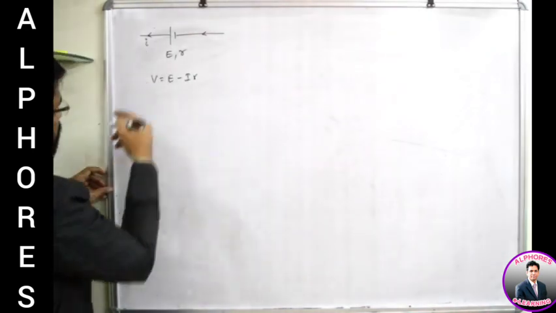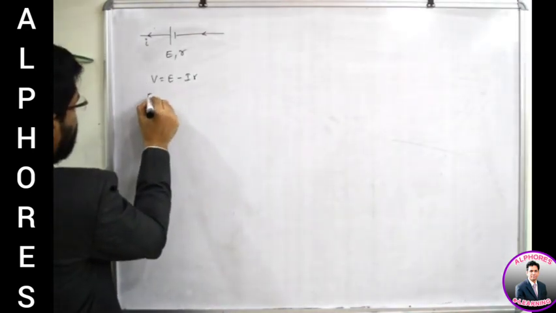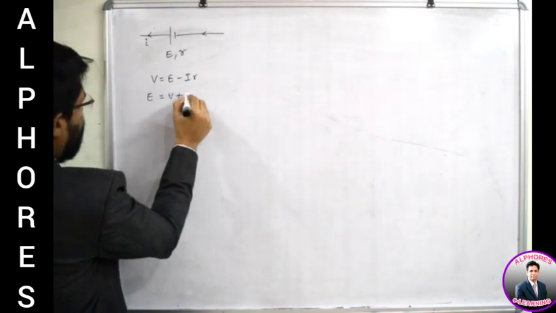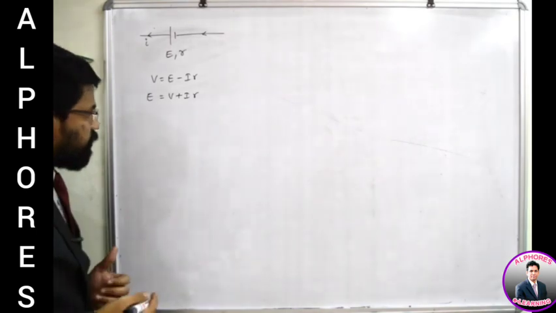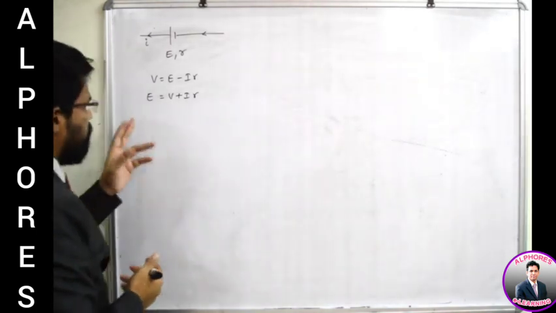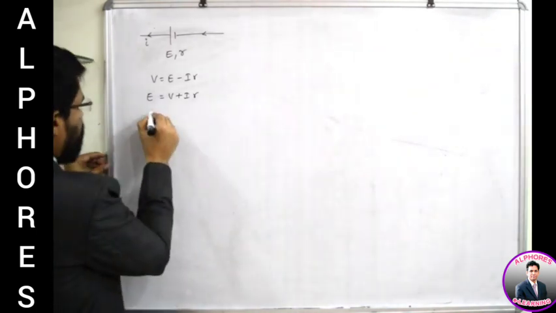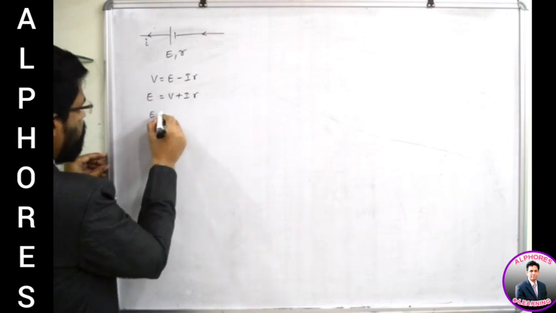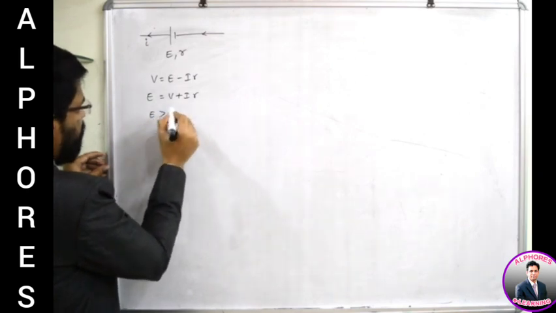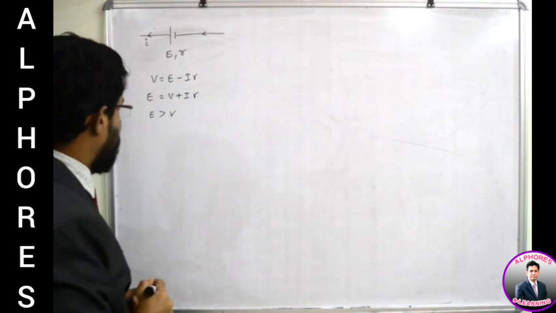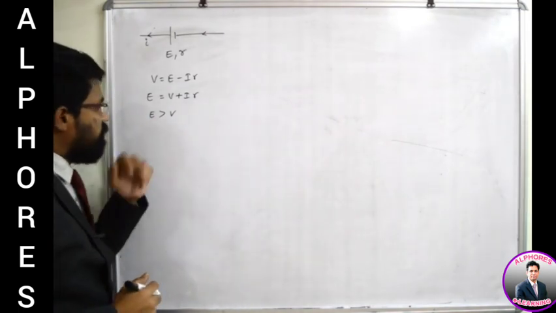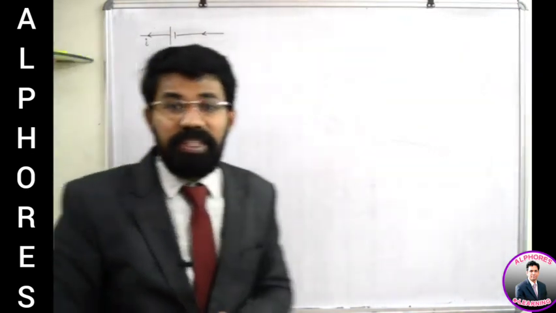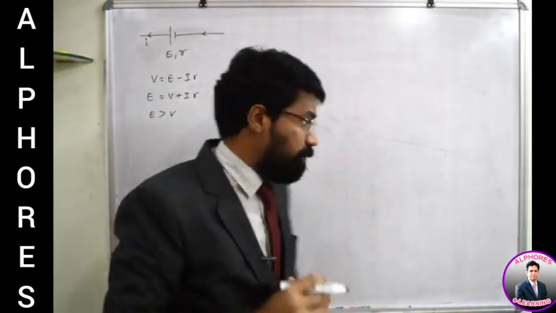And look at this equation. E can be written as V plus Ir, isn't it? So if we try to identify the relation between E and V, this is what we get. From this equation it is obvious that E is greater than V. So remember, children, when a cell is undergoing discharge, the EMF will be greater than terminal potential. This is a very important point.